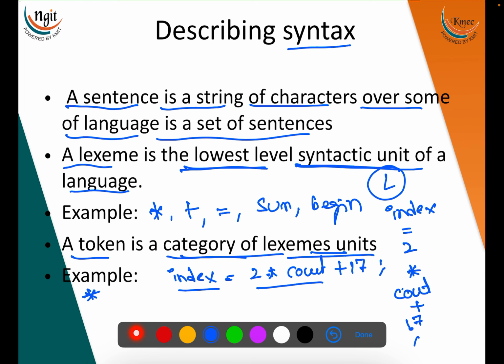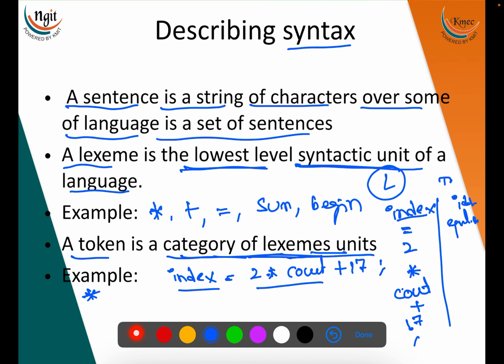These are the lexemes. Tokens are what? Identifier, because a token is a category of lexemes. Now we have to differentiate all of this category-wise. Index is an identifier. And equal to is what? It's an operator, or else an equal sign.